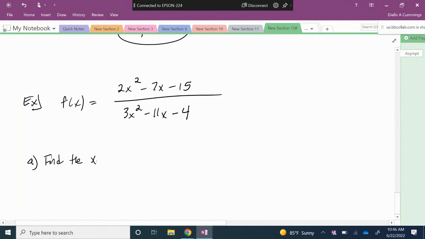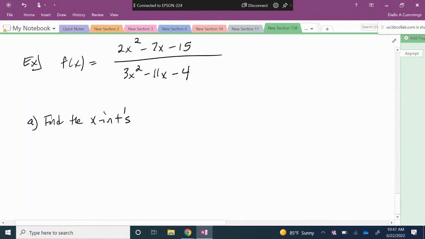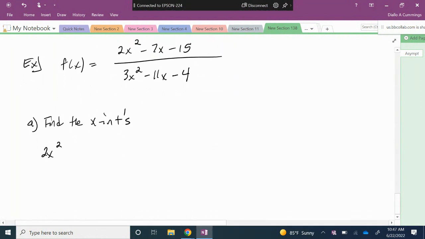Okay, and we're going to find the X-intercept or X-intercepts, because it's possible to have more than one X-intercept. So we're going to take the equation and set it equal to 0. So we have 2x squared minus 7x minus 15 over 3x squared minus 11x minus 4 is equal to 0.